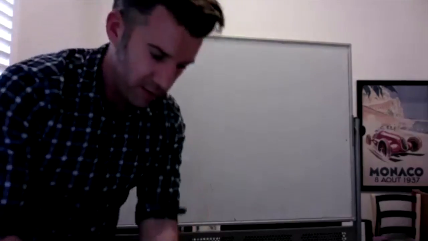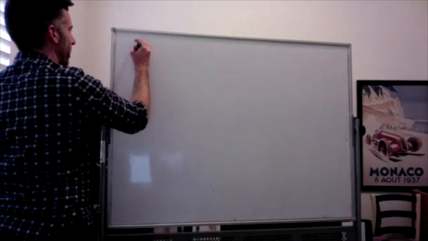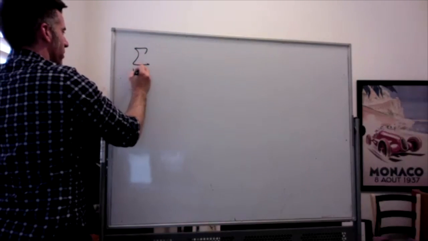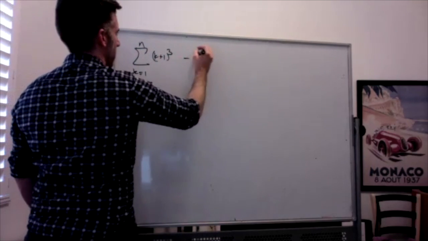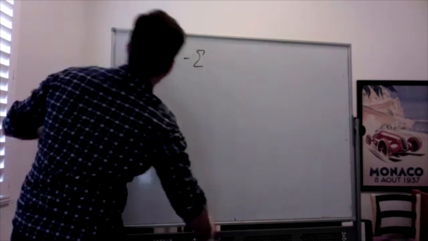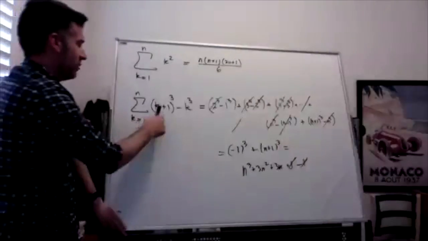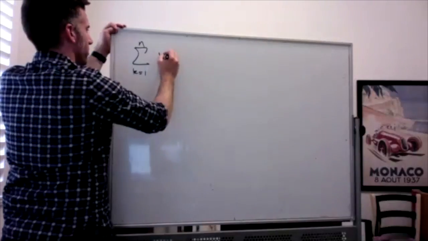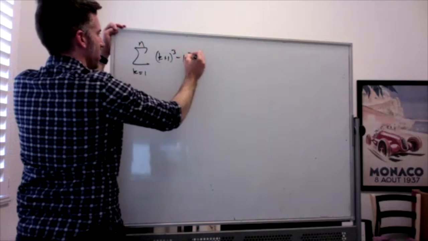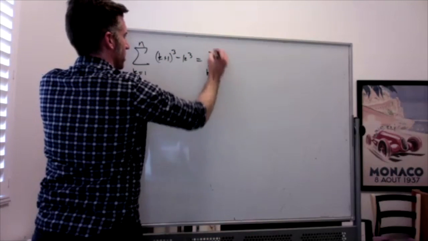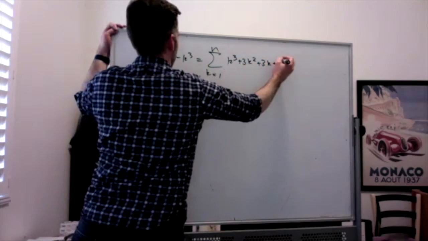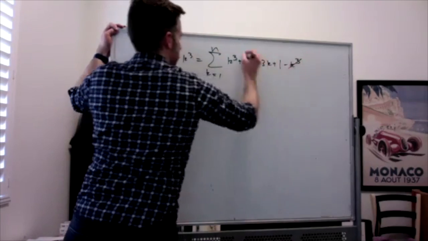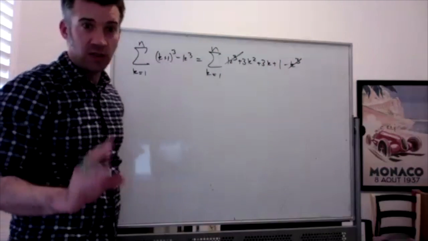All right, so the other way we're going to do this is I'm going to multiply it out. So I'm going to have the sum of k plus 1 cubed minus k cubed. I'm going to multiply that out as a sum from k equals 1 to n. K cubed plus 3k squared plus 3k plus 1 minus k cubed. These cancel. And I'm going to use the other formulas we know.